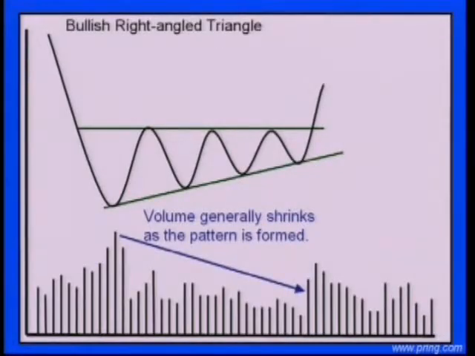Now we look at a bullish right-angled triangle, and here the horizontal line is not support as it was on the downside. It now becomes one of resistance, and it's a sloping line which becomes the support line. Once again, the volume should shrink as the pattern is formed, and because triangles are less reliable, we want to see some volume expanding on the upside breakout.